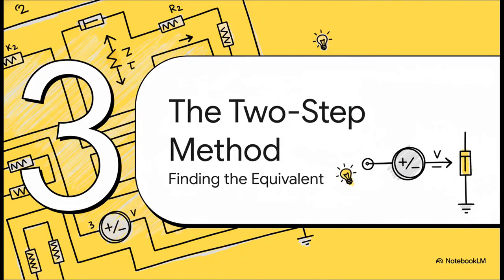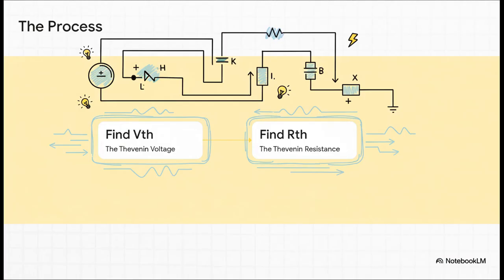Okay, so how do we actually do this? How do we figure out the right values for that voltage and that resistance in our new simple circuit? Well, it's actually a pretty straightforward two-step process. We just need to find two things: the Thevenin voltage, which we call VTH, and the Thevenin resistance, or RTH. As soon as we have those two values, we're done. We've built our equivalent circuit. So let's break down how we get each one.